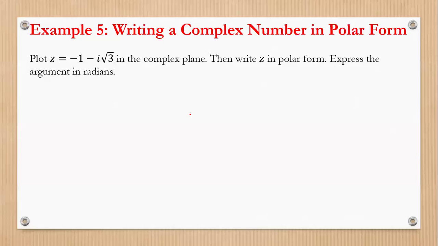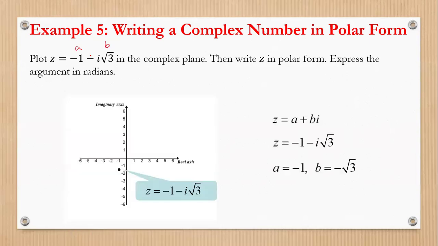For example, we have a complex number z equal to -1 minus i root 3. The point is on the complex plane, and we want to write this point in polar form. Polar form means we need to find r and theta. So first of all, what is a, what is b? In this complex number, a is -1 and b is -√3.